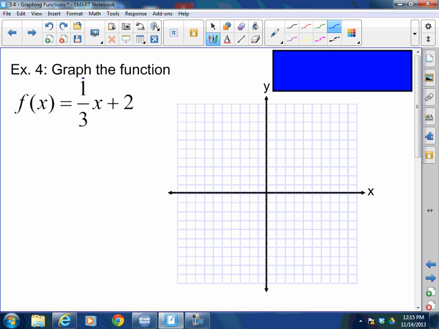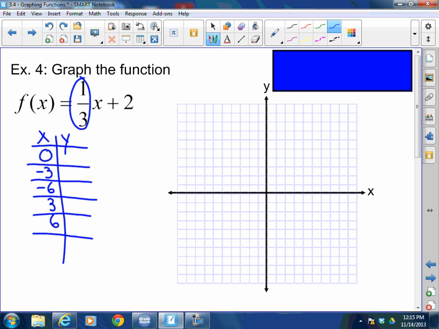Nah, because you got a coefficient here that's a fraction, my brothers. So I'm going to use multiples of the denominator, and of course I always use 0. So I'm going to use 0, and I'm going to use negative 3, negative 6, I got to have my negative side, and then I'm going to use 3 and 6, my positive side. You guys with me? Okay.